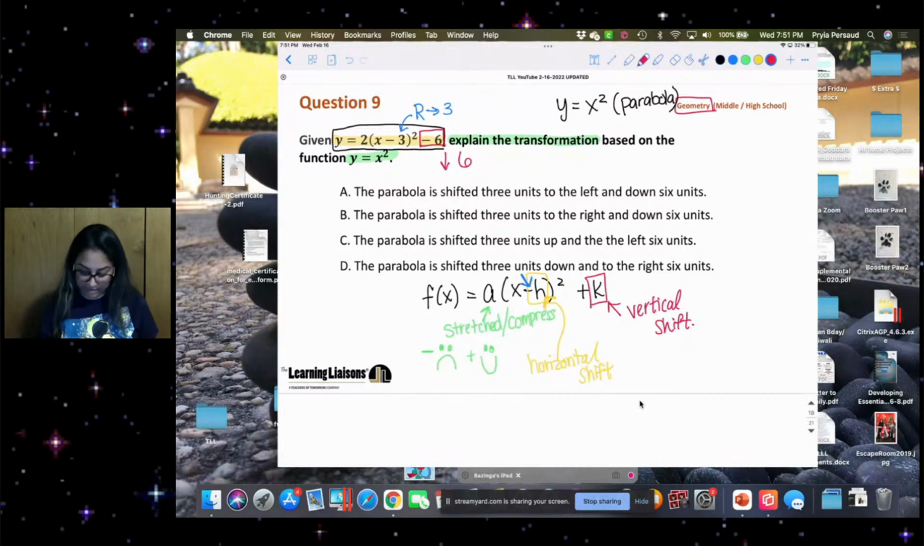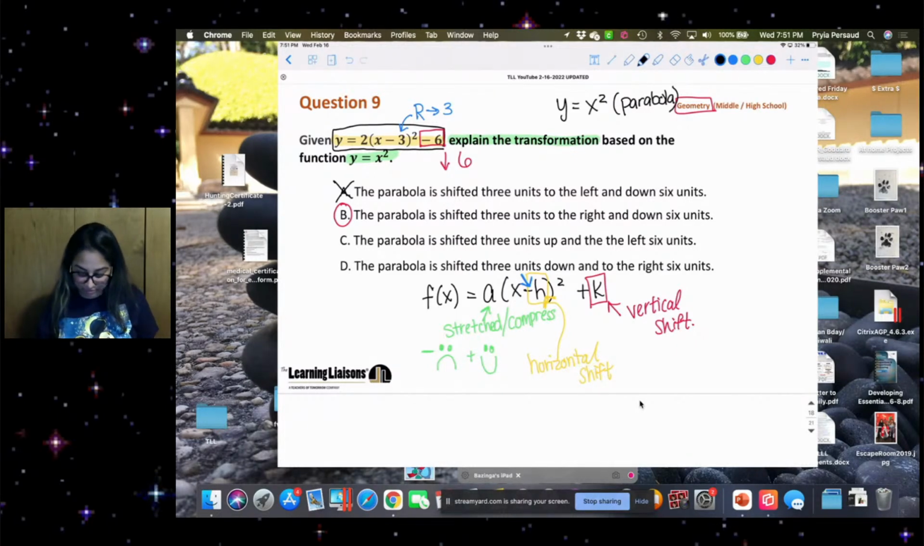Okay, let's figure that out. So A tells me that I'll be moving 3 to the left. That's not what we want to do. B tells me I'll be moving 3 to the right, okay? And 6 down. That sounds like a winner. But just to be safe, I'm going to keep reading.